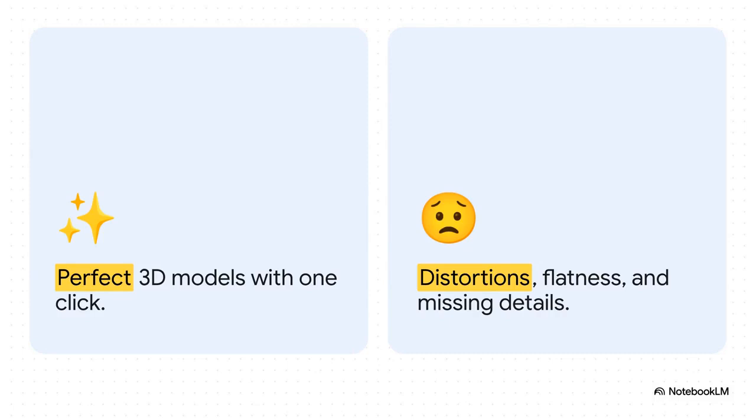Right, and that lack of info, that ambiguity, shows up as distortion in the geometry. You get models that look flat or stretched weirdly, or they just miss key details. Basically, they're unusable without hours of manual cleanup, which costs a fortune.